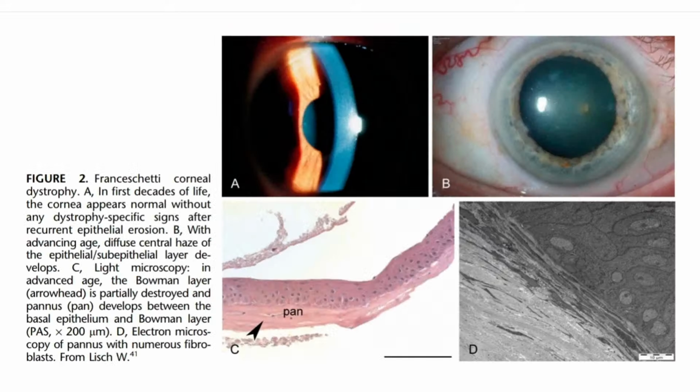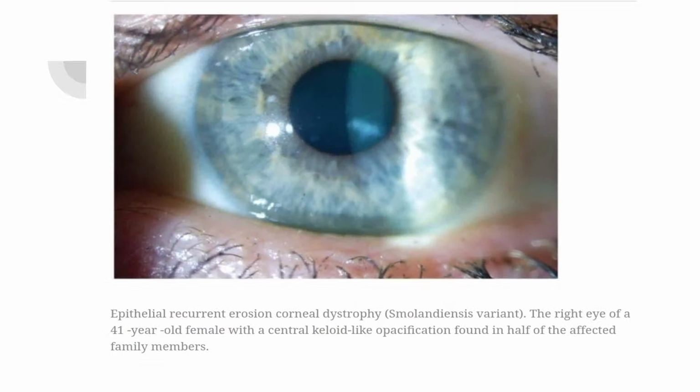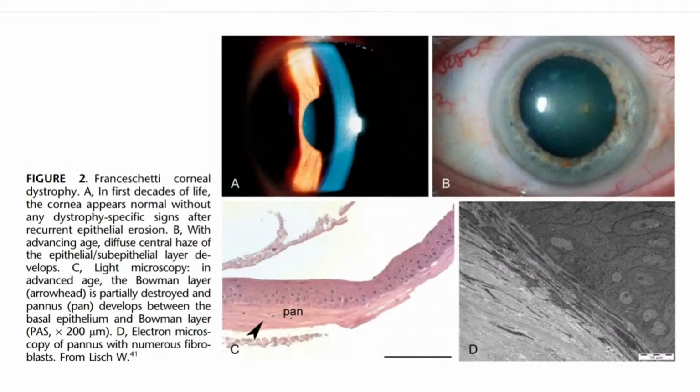In Franceschetti corneal dystrophy, there will be recurrent epithelial erosions in the early childhood itself, lasting up to 7 days, and the intervening period appears normal. In the first picture, you can see the normal cornea. In the first decades of life, the cornea appears normal without any dystrophy-specific signs in the interval between the episodes of recurrent epithelial erosions. With advancing age, a diffuse central haze of the epithelial or subepithelial layer develops.